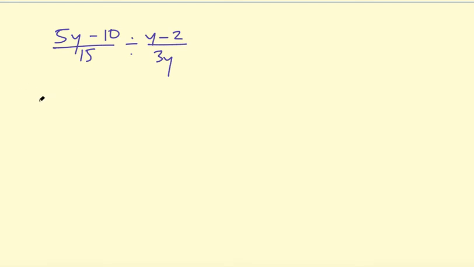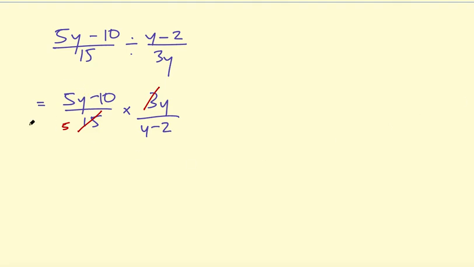Okay, now when you are dividing fractions, the easiest way to deal with these is to flip the second fraction and turn it into a multiplication. So you can have 5y minus 10 over 15, and then turn that into a multiplication, and that will be 3y over y minus 2. Now I like to simplify as much as possible before I start multiplying things, and I can see that I've got a 3 here, and a 3 goes into 15 5 times, so I can cancel those.